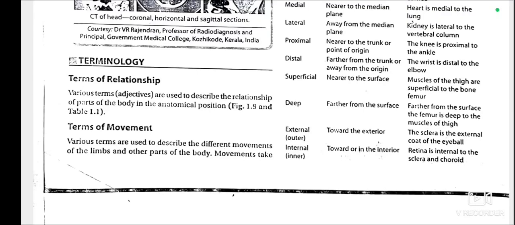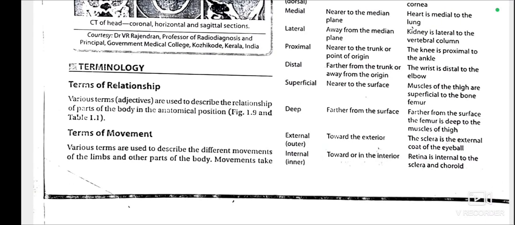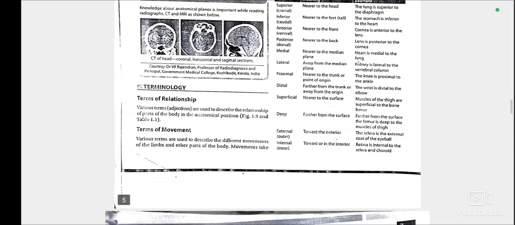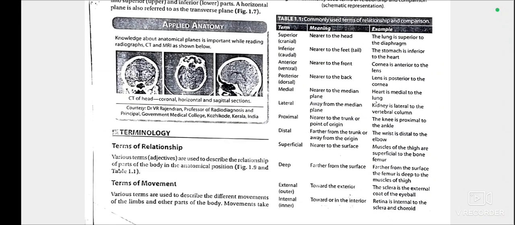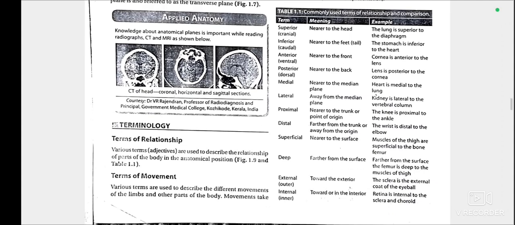Okay, the next is external, outer, toward the exterior, and internal. What we see, that is external. You can say it as outer, the outer portion. What we can't see by visualization is known as internal. If you can take a screenshot of this, later you can compare it with the examples. If you have any doubts regarding terms of relationship, you can ask in the comment box.